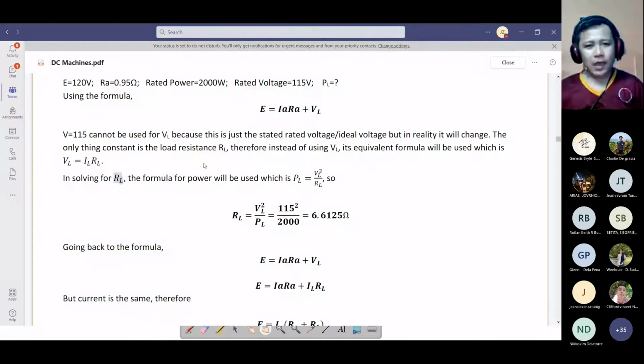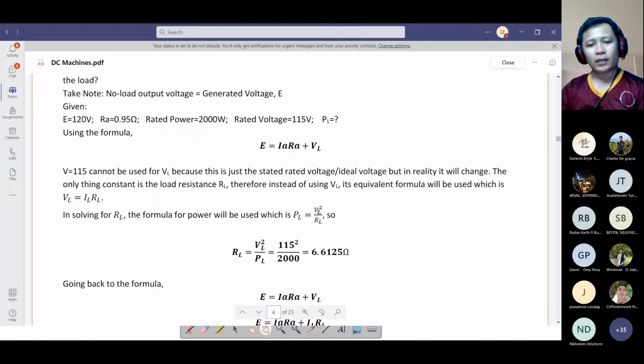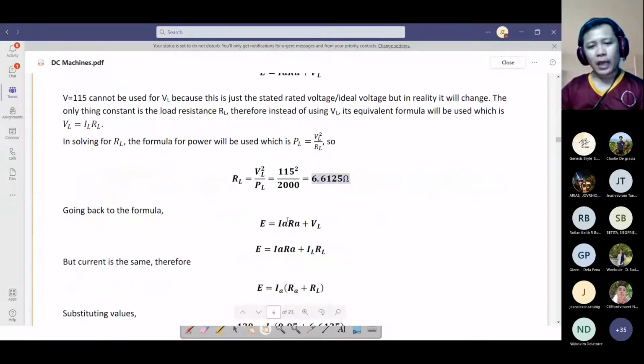Now, since our load is given with the rated power and the rated voltage, then we can directly solve for the rated resistance of our load. So from the formula, PL equals VL squared over RL. So RL is equal to VL squared over PL, that is 115 squared over 2000. So the load resistance is 6.6125 ohms. Okay? Now going back to the formula, IA, di ba? E is equal to IARA plus VL.